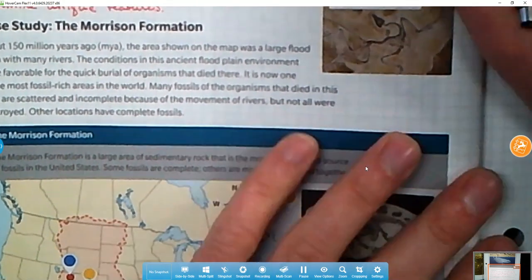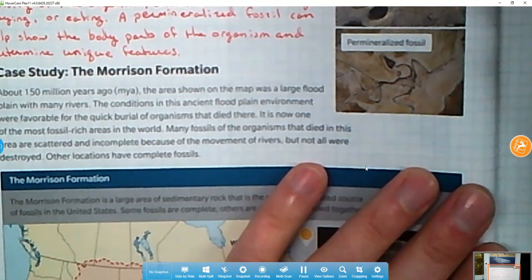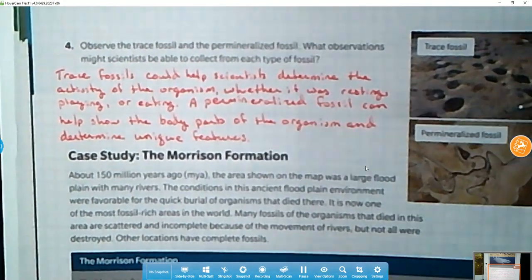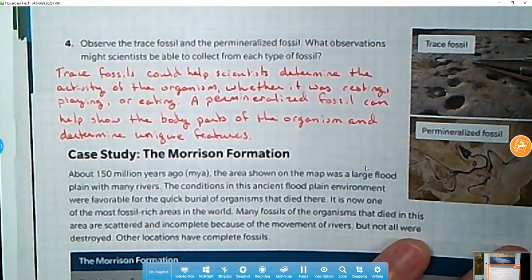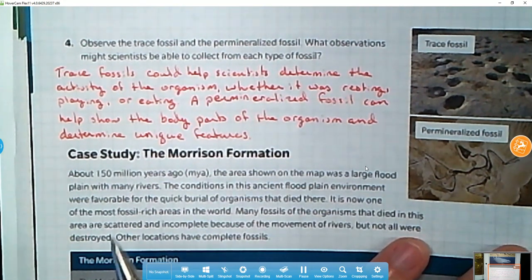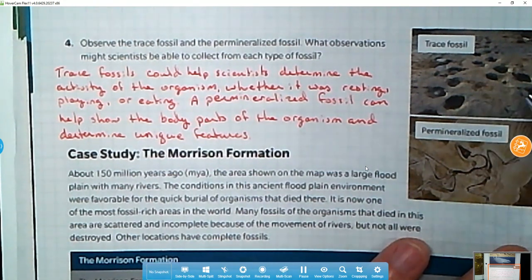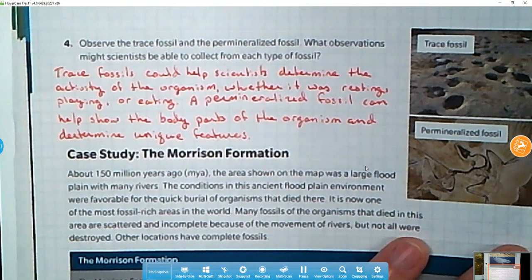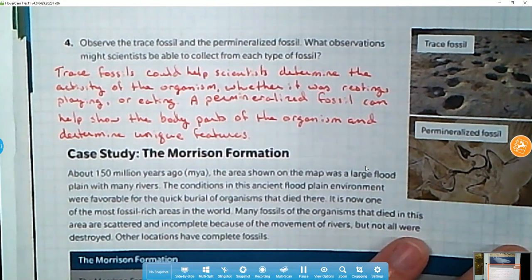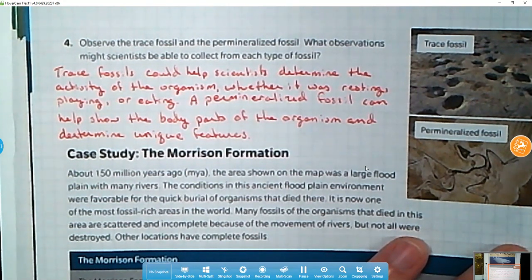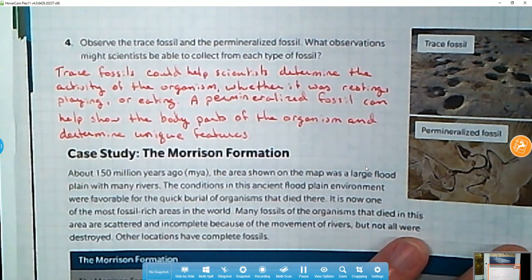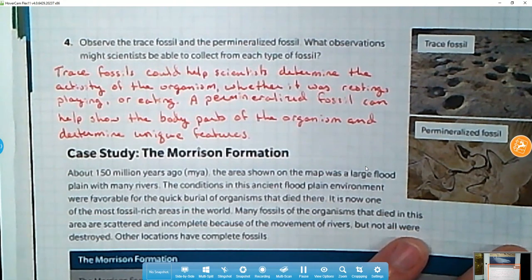So if we observe the trace fossils and permineralized fossils that are over here in this picture, so I'm on page 8 now, what might scientists be able to collect from each type of fossil? Well, trace fossils could help scientists determine the activity of an organism. So these are like footprints. We could see these footprints and see what was happening there. They could see the activity of an organism, whether it was resting or playing or eating, or even walking or running.